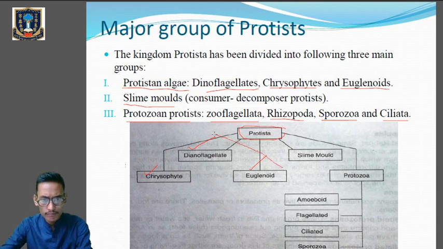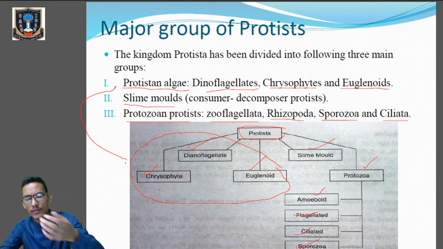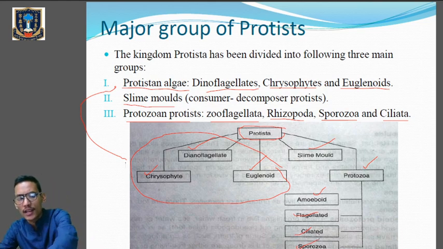So these three are the Protistan algae. Then we have got slime molds, the consumer decomposer protists, then the protozoan protists, which are further divided into amoeboid, or we can say rhizopods, then flagellated, zooflagellata, ciliated, and sporozoa. So this is the simple flowchart diagram of the kingdom Protista.